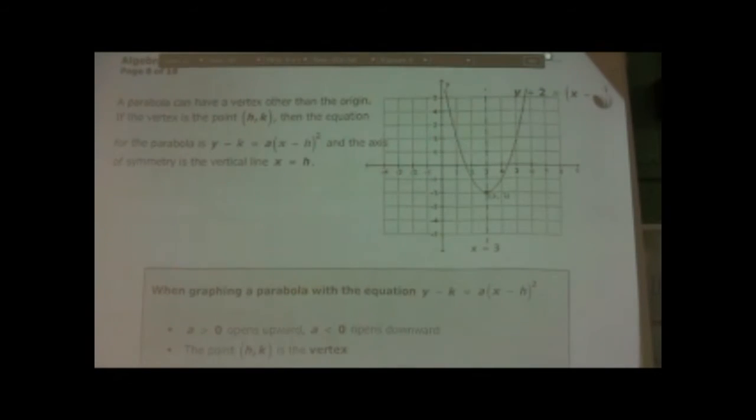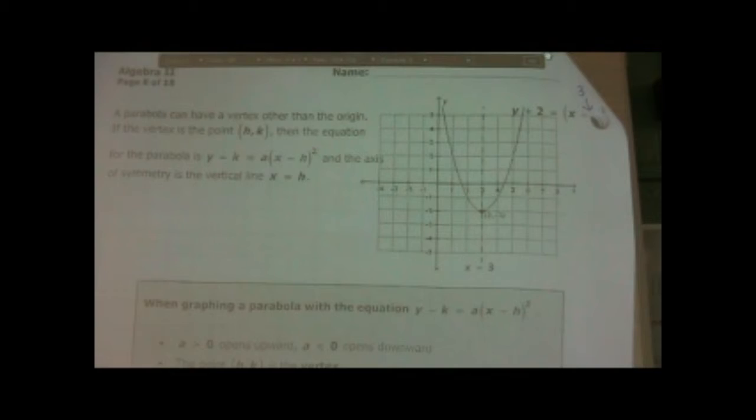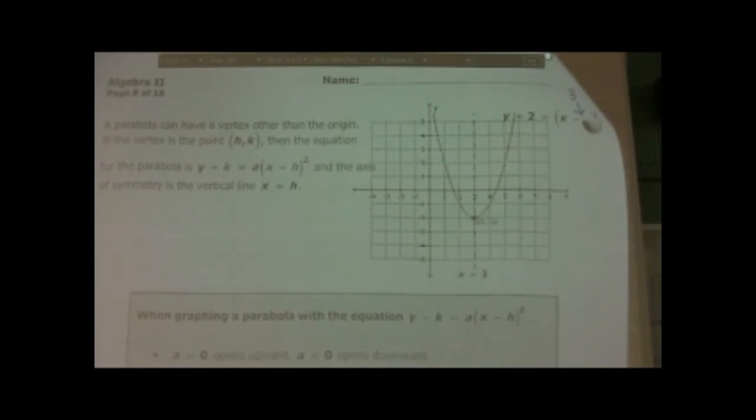All right. Now, unfortunately for us, at the top of this next page, the hole punch fell right on my h. So what was here is a 3. I know, isn't it funny? Okay. So this parabola happens to be y plus 2 equals x minus 3 quantity squared.